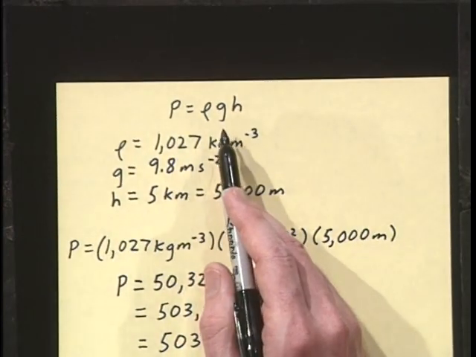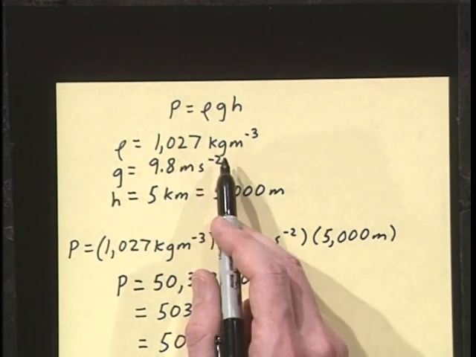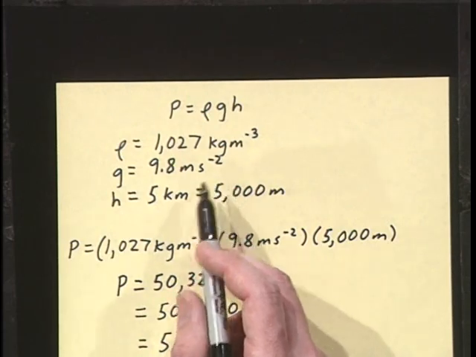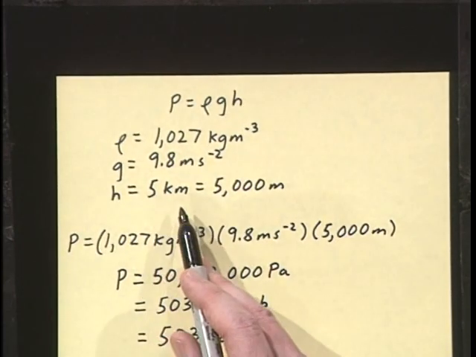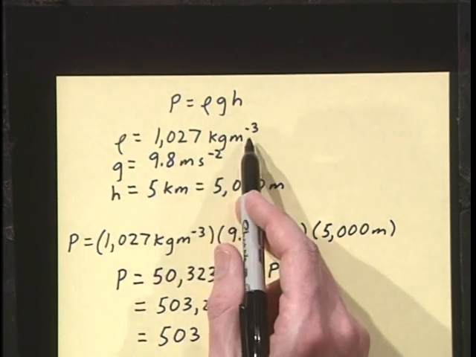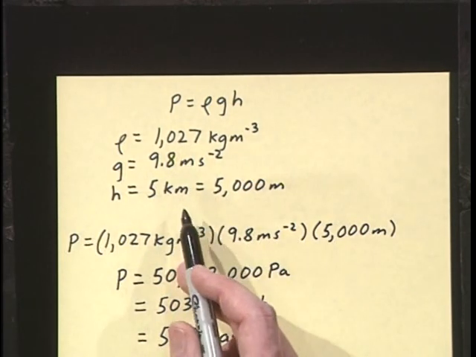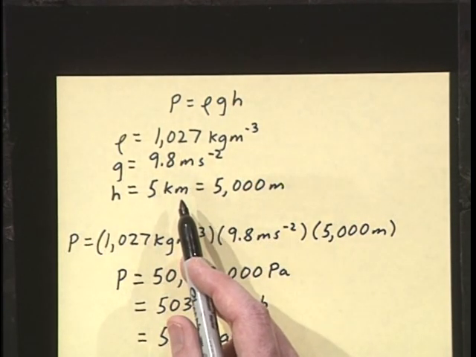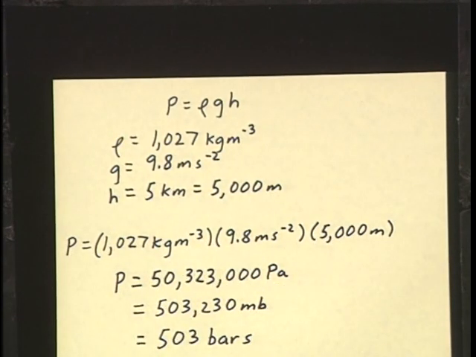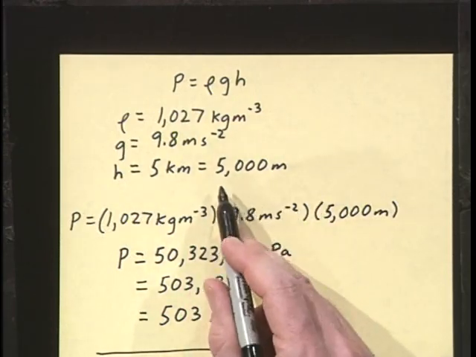Pressure is density times gravity times height. We had density of seawater of 1,027 kilograms per meter cubed. We have gravity 9.8 meters per second squared, and our H was 5 kilometers. So we need to convert that to meters to go along with the meters that we have in our other terms. To cancel the units out, they need to be in the same type units, whether that be mass or distance or temperature. So that is 5,000 meters.